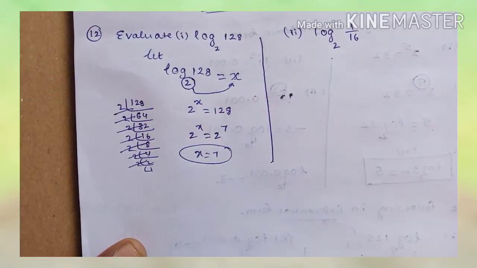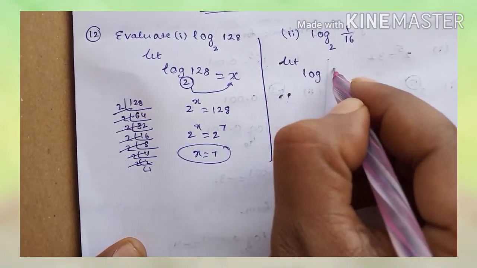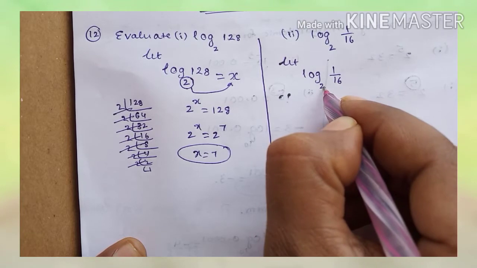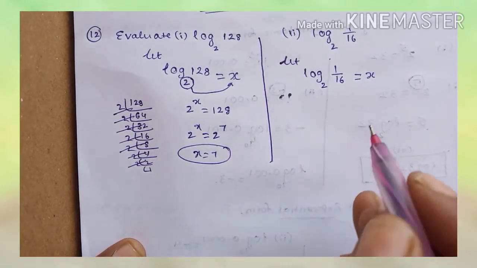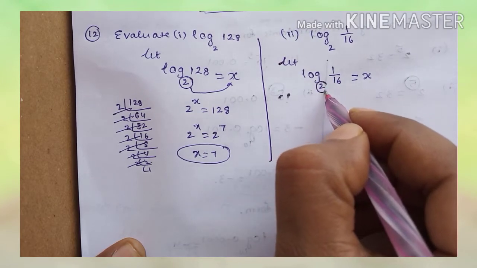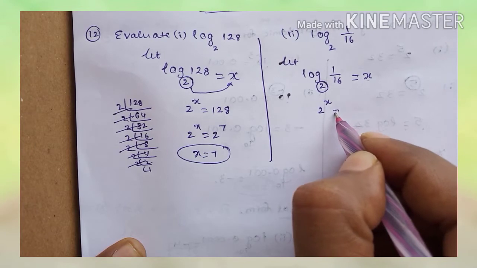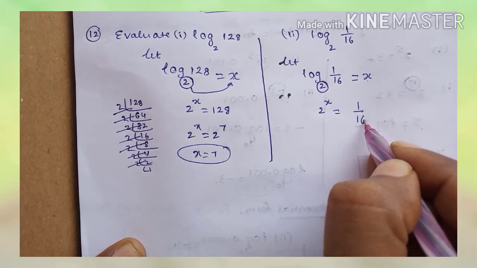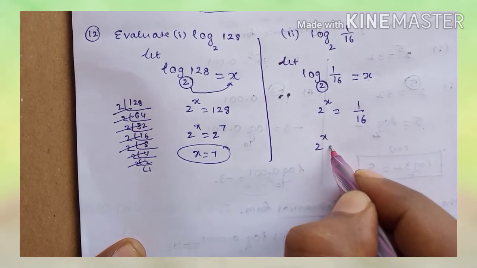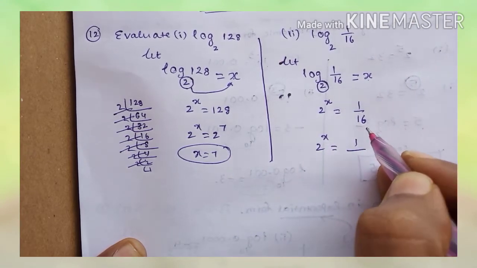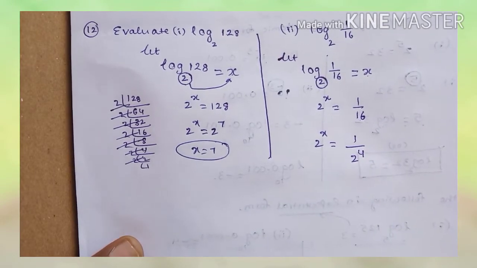Okay, same type, second one. Let the given logarithm of 1 by 16 to the base 2, which we don't know, be x. Now what is the base value here? 2. This is the exponent, so 2 to the power x is equal to 1 by 16. That is the value. 2 to the power x is equal to 1 by 2 power 4, since 16 you can write as 2 to the power 4, isn't it?